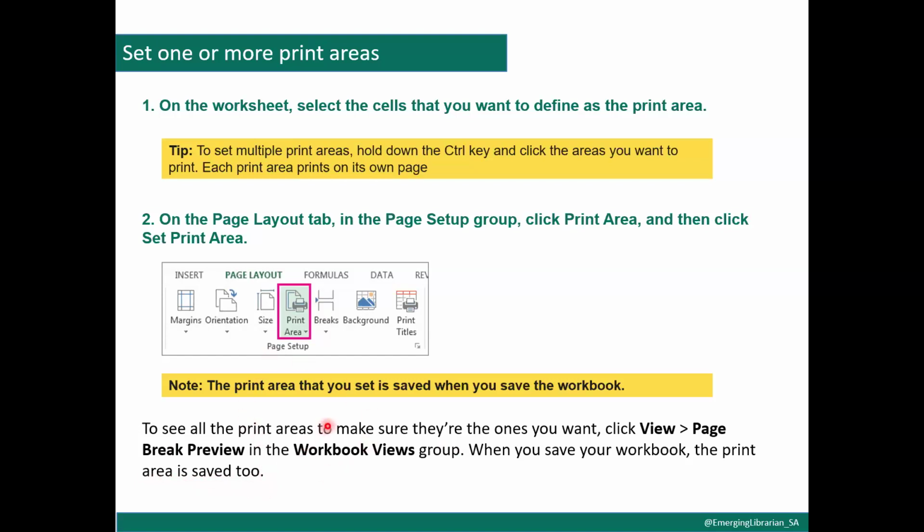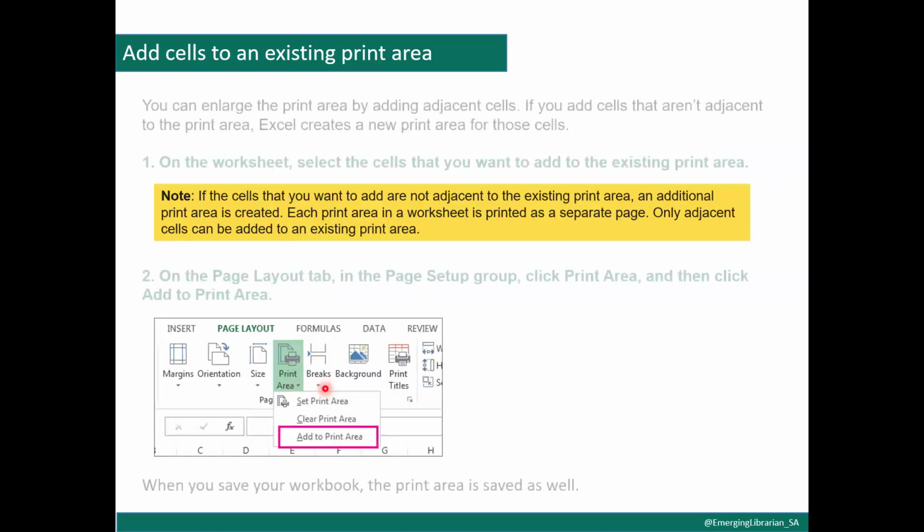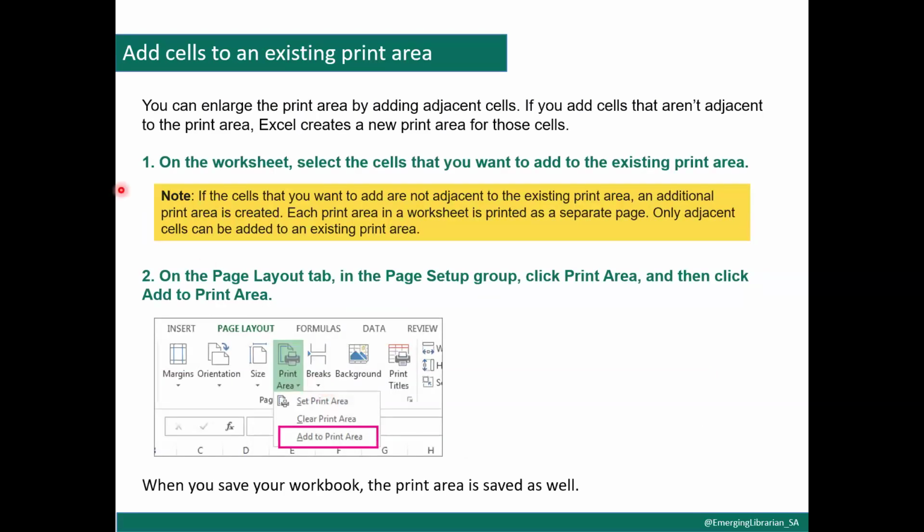So this is how you can check the type of print area that you have selected as a user. And then add cells to an existing print area. With this one, you can enlarge the print area by adding adjacent cells. If you add cells that aren't adjacent to the print area, Excel creates a new print area for those cells.